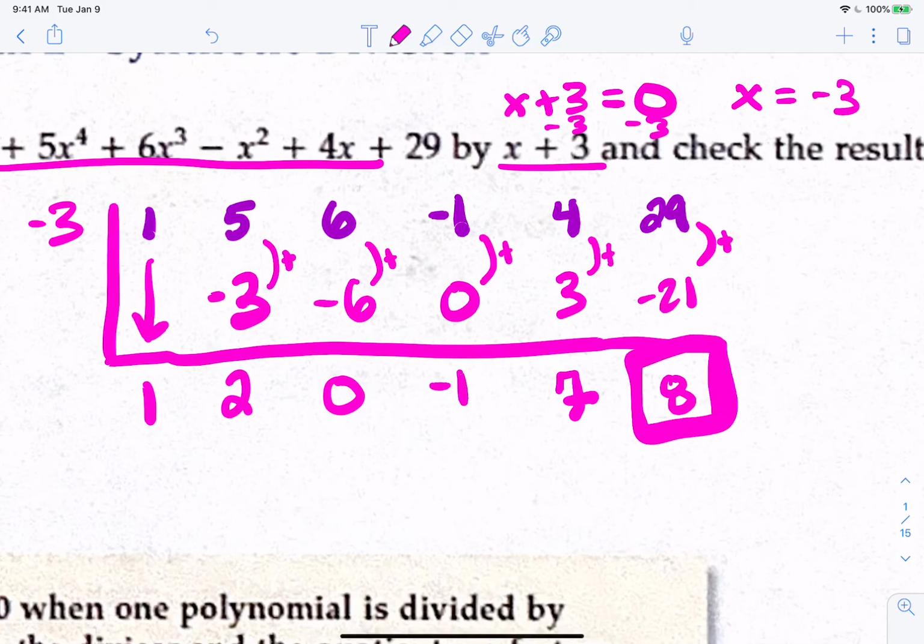I always put a box around the last one because that's my remainder. He's the remainder just because he's the last number. The last number will always be your remainder. All right, now I have to put the x's back in there.